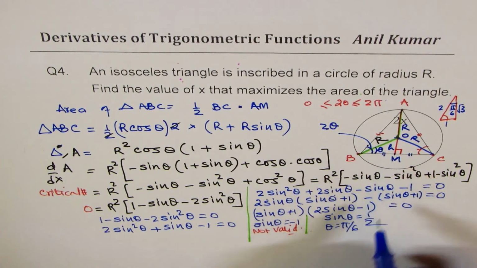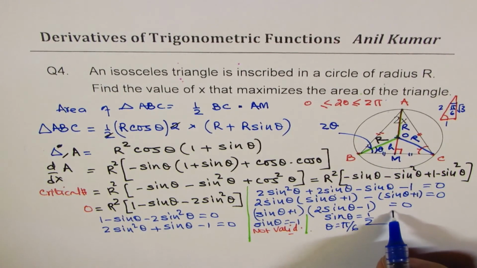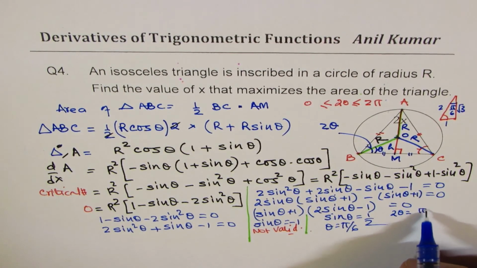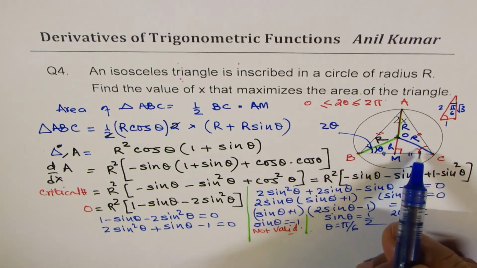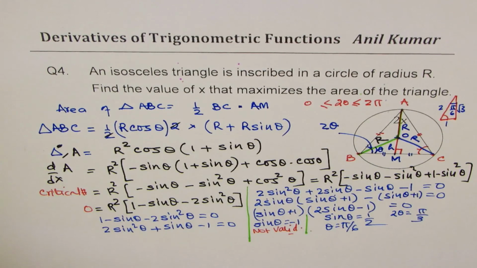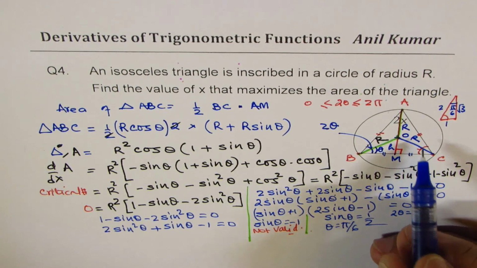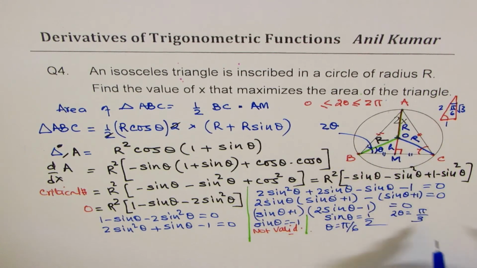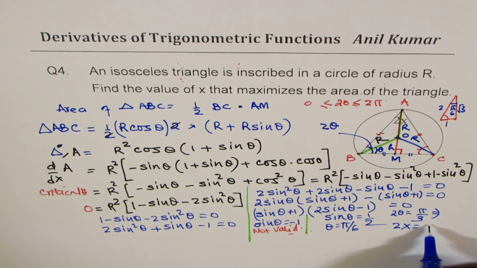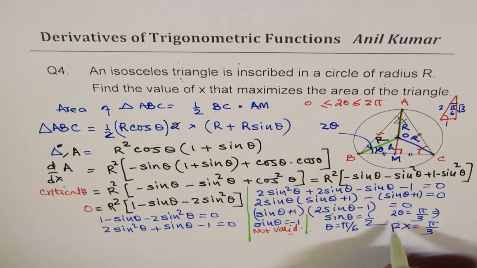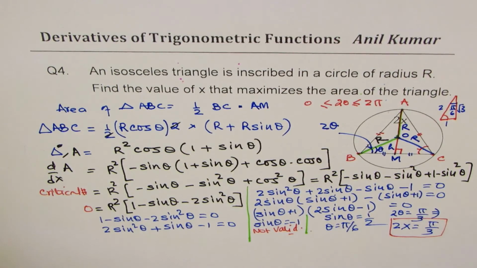So 2 theta will be pi by 3. So we have pi by 3 here. What should 2x be equal to? Well, pi by 3, total is pi, and that implies that 2x is equal to pi by 3 also. Is it okay? So 2x is pi by 3.